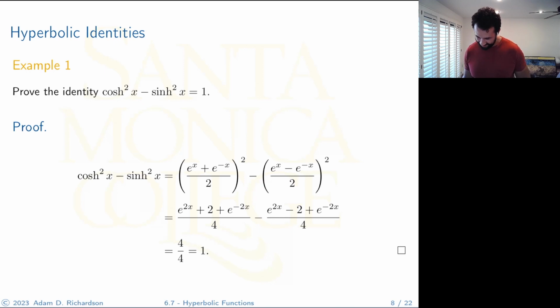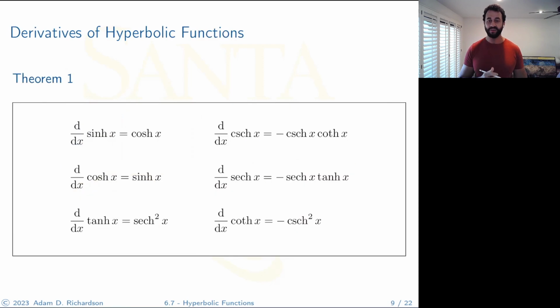Okay, all right, so now we've got the definitions, we got the graphs, we got some identities, we proved an identity. We haven't done any calculus yet. This is all more like pre-calculus content. So now, here are the derivatives. We are not going to prove all of these. We're going to prove one of them. And the rest I leave to you as an exercise if you would like to try them out on your own. But here are all the derivatives.